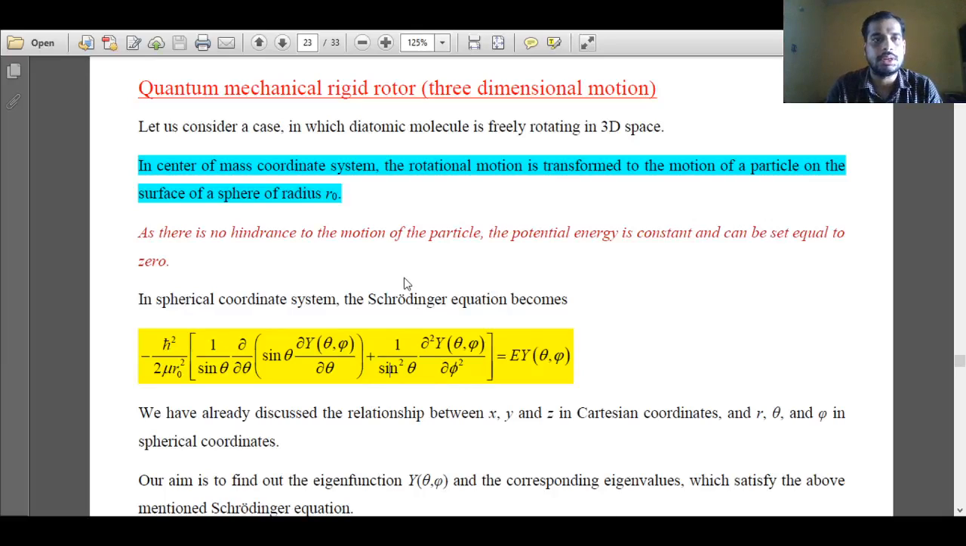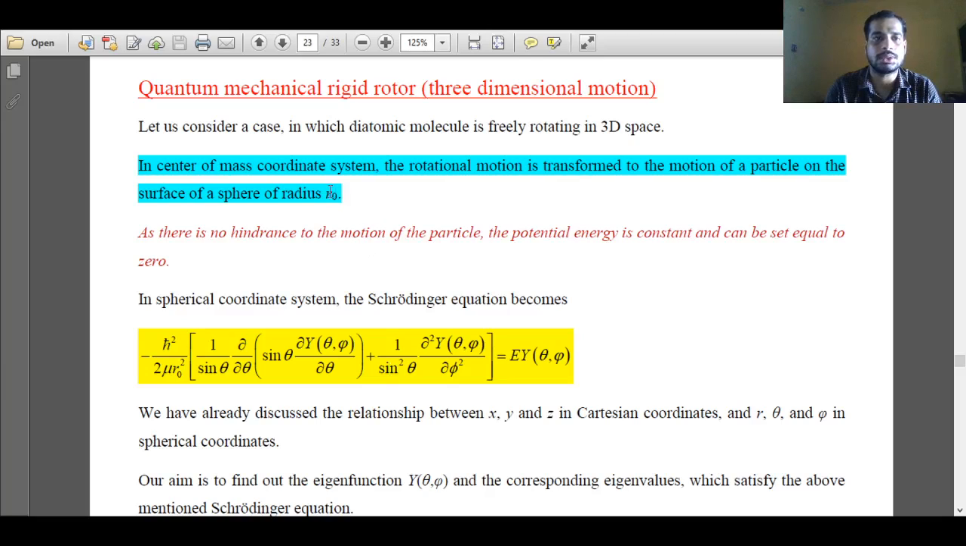Hello, in this session we'll be discussing the quantum mechanical rigid rotor, and we'll discuss the rotational motion in three-dimensional space. Further, we are considering a diatomic molecule, and we will not take the diatomic molecule as such, rather we will prefer the center of mass coordinate system.